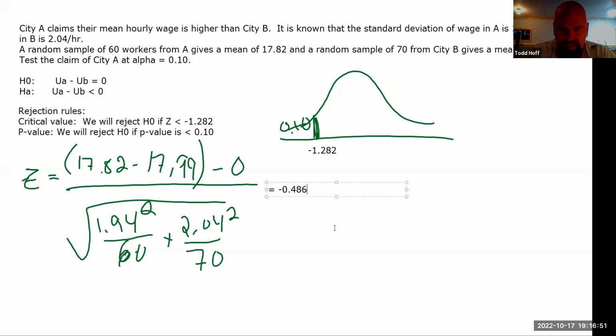Well, that is definitely not less than a negative 1.282. So according to our critical value rejection rule, we fail to reject H0. Let's find our p-value. It'll give us the same conclusion, but let's find it. So our p-value is the probability that z is less than a negative 0.486. So we're going to simply go to the calculator.